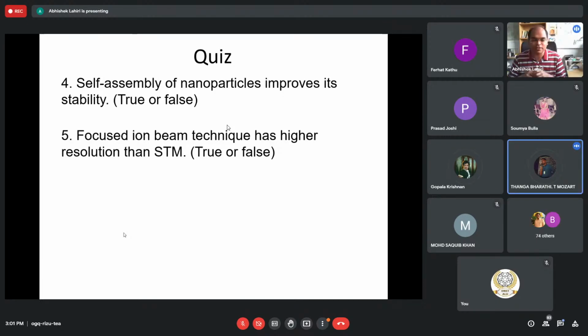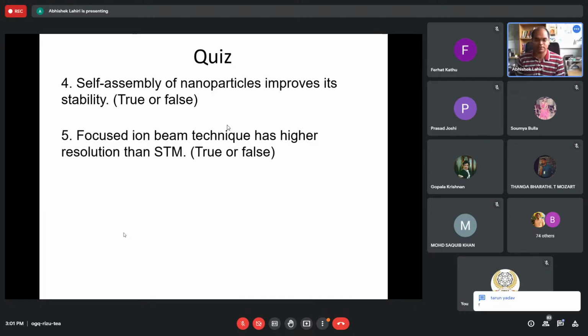Now this is false. The answer is false, because in focused ion beam you cannot move atoms. You can only etch the material, so you can't go below a few nanometers. In case of STM, you're moving atoms, so basically you're going into the 0.25 nanometer regime. Therefore STM will always obtain a very high resolution compared to any other material.